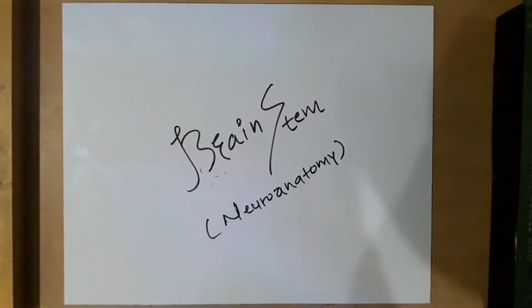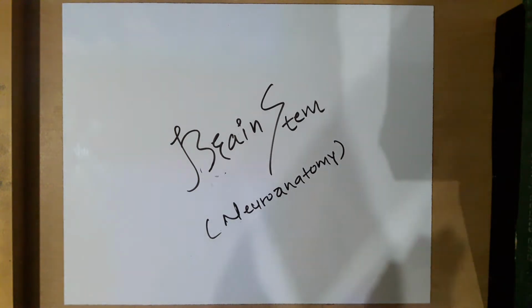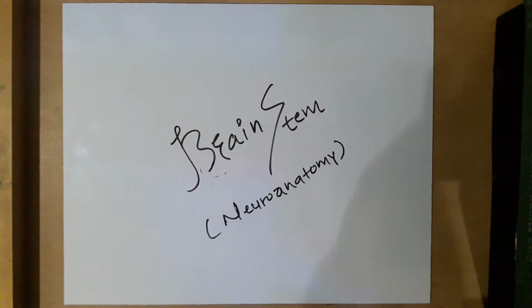What does the stem of the rose plant in your garden do? It brings the roots and the branches of the rose together. Same thing applies for the brainstem. The brainstem brings the spinal cord and the forebrain together.